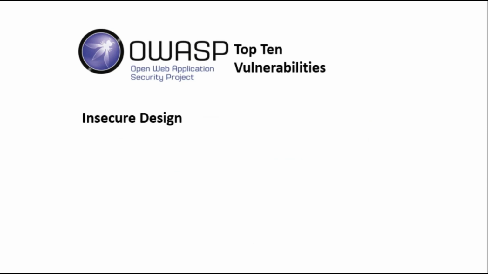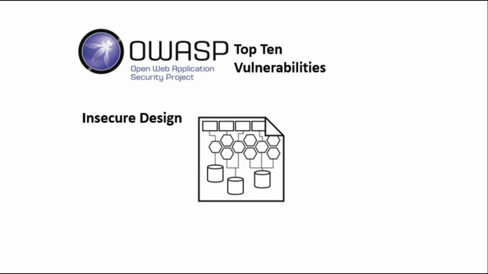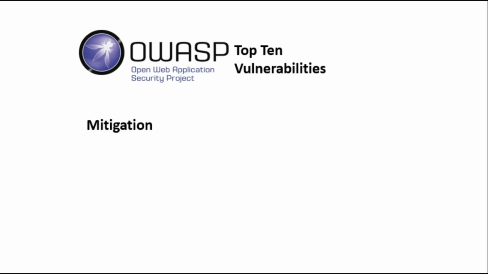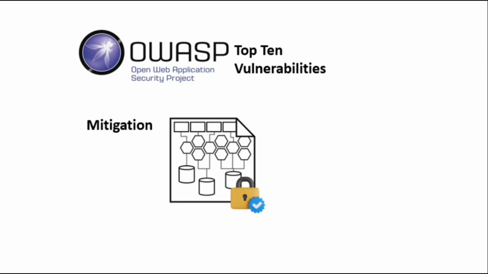4. Insecure design. These are security flaws in application architecture. Examples are missing threat modeling and lack of secure design patterns, which can introduce multiple security vulnerabilities. The mitigation measure is to adopt secure design principles and integrate security early in development.